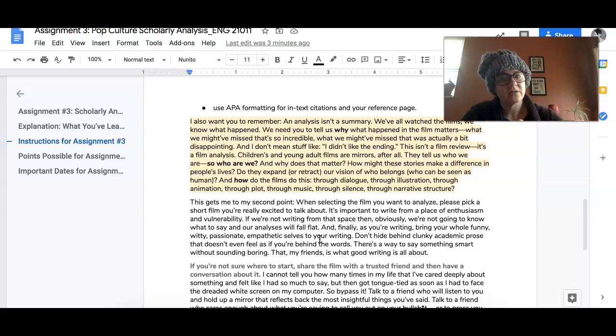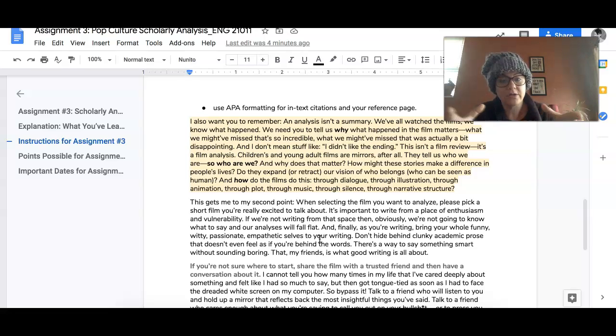Keep in mind, the theme of this class in terms of children's pop culture, right, is that children's and young adult culture is a mirror for adult values, right? It tells us who we are. So who are we? What does this particular film tell us in terms of a snapshot about who we are, the best of us, or things maybe we need to improve, right? And why does that matter, right? And why might this storytelling make a difference for good or ill in people's lives, right?